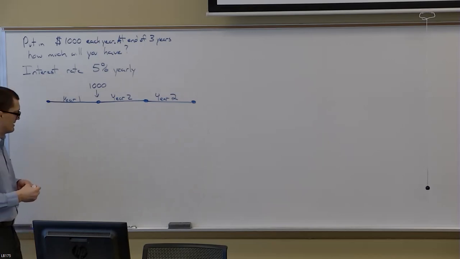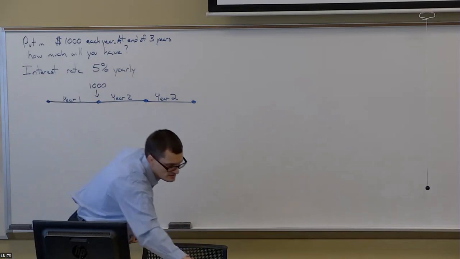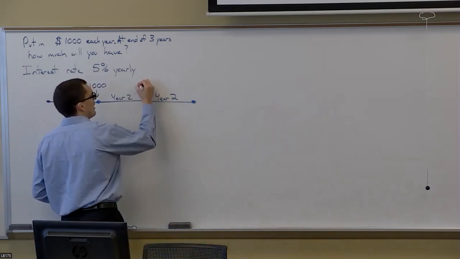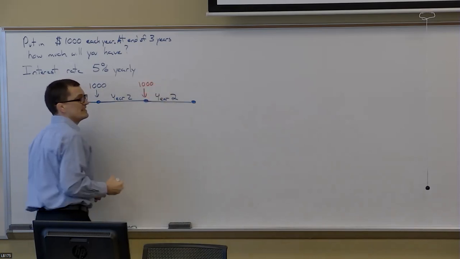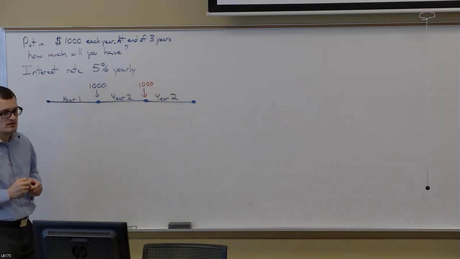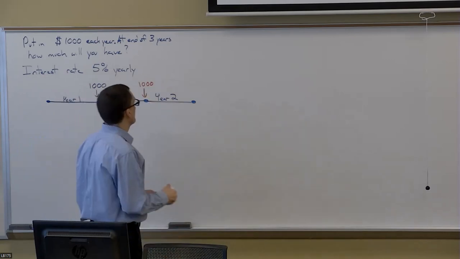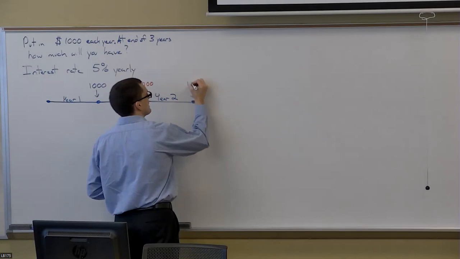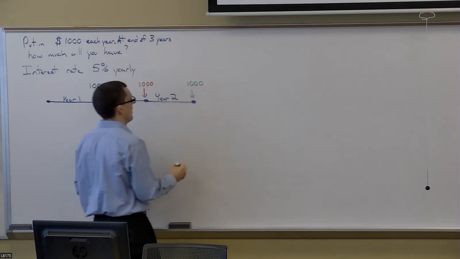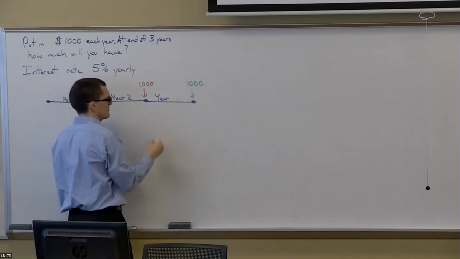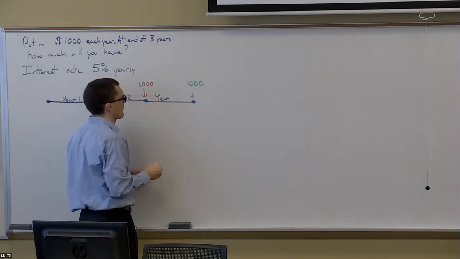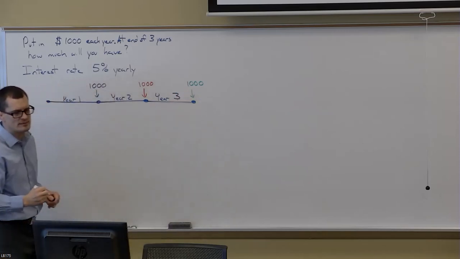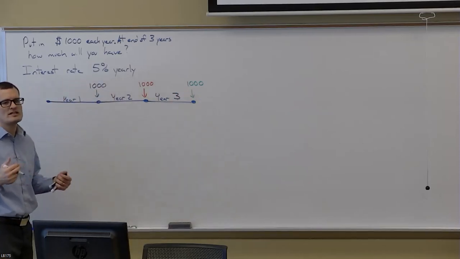My second $1,000 is going to go in at the end of year 2. And then my third $1,000 goes in at the end of year 3. Wrote the wrong number there. Does that make sense?